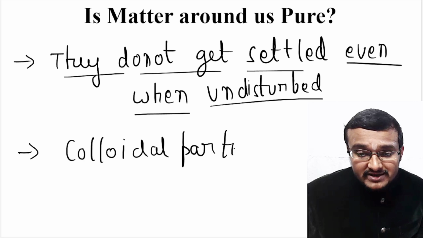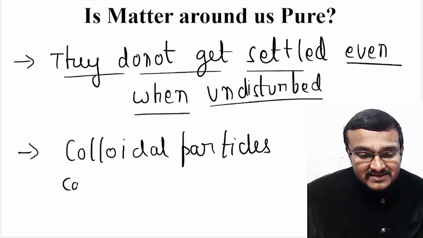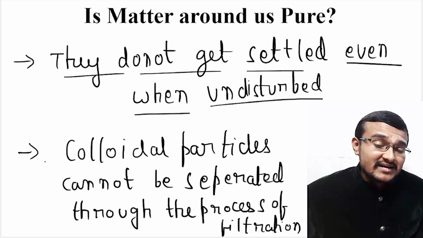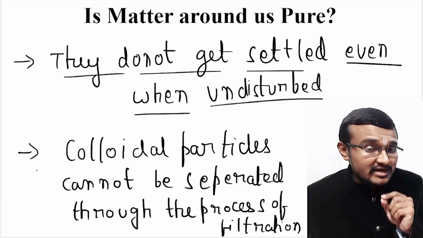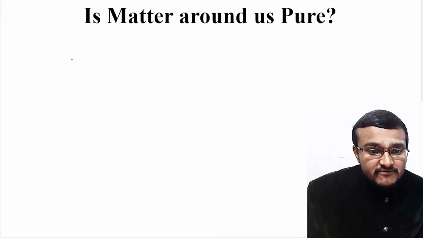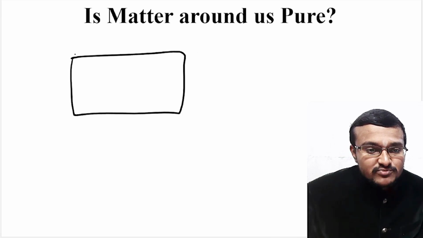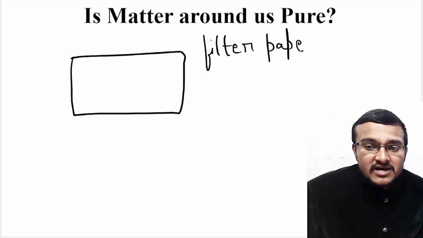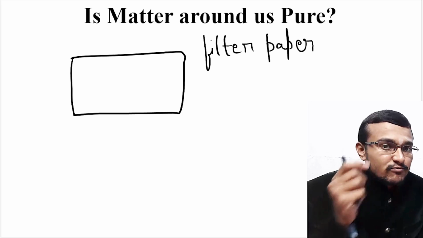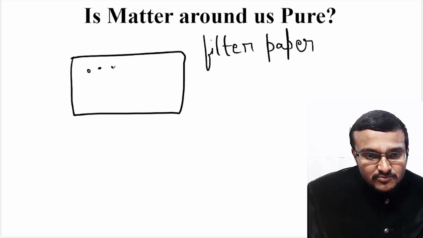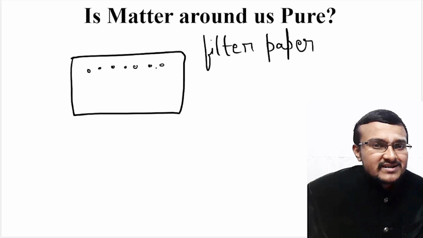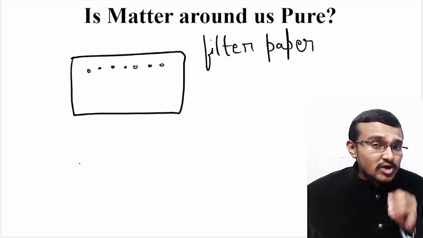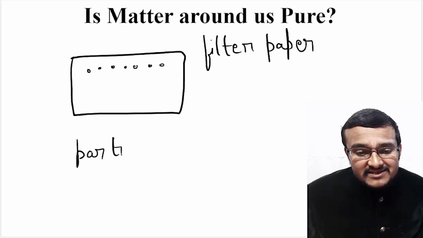So coming to the fifth property, colloidal particles cannot be separated through the process of filtration. Since the diameter of colloidal particles is very small compared to the pores of a filter paper. In a normal filtration process, if you take a filter paper, it will have small pores with a diameter of a few microns. So there will be small pores in this filter paper where water and particles of smaller diameter can easily pass through. So even in a colloidal solution, particles are very small in size.